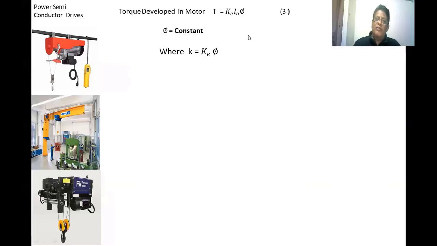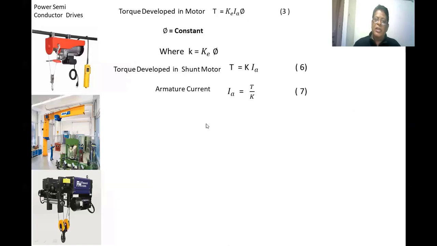Again, we take the torque equation T equal to Ke into Ia into phi. In case of a shunt motor, phi is constant, so Ke into phi is again the same constant K. The torque developed in a shunt motor is equal to K into Ia. Now from this expression, the armature current equals torque divided by this constant K, where K equals Ke into phi.